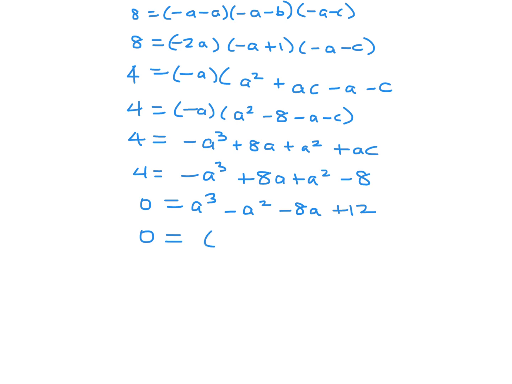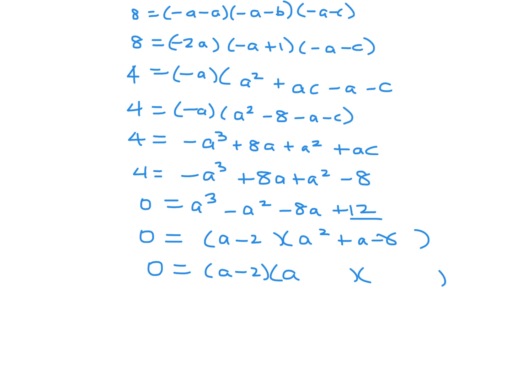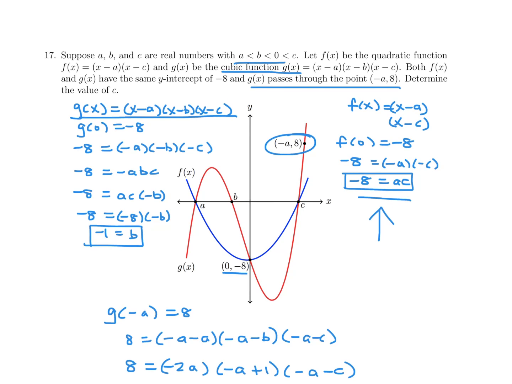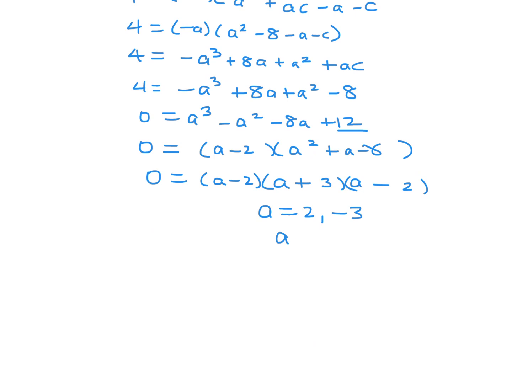Oh, we got to factor this. I think it's got to be a divisor of 12, so I'm going to try 2, and then that would make me get a squared plus a minus 6, and then this will be easy to factor. 6 and 1, or 3 and 2, I think. Yeah, 3 and 2. And then positive, negative. Yeah. So therefore, A is either equal to 2 or negative 3. But I think A is less than 0 from that original question stem. So that means A's got to be negative 3.